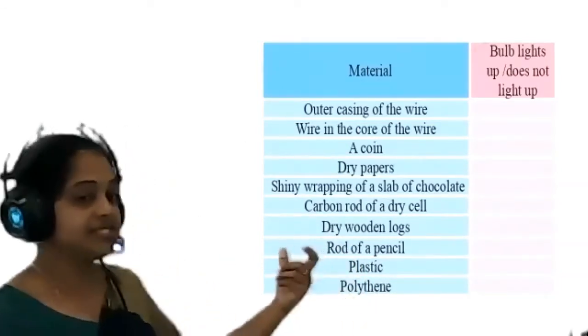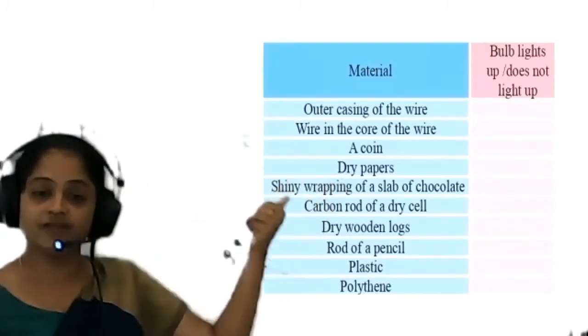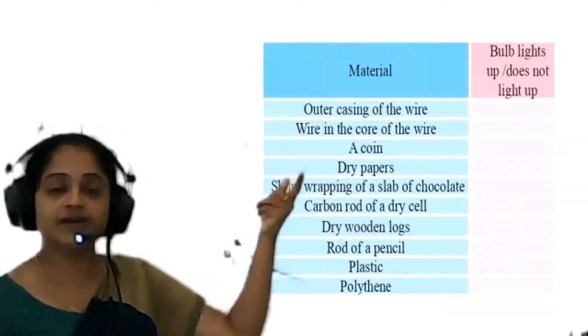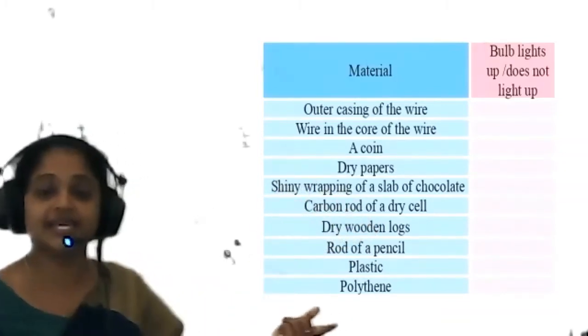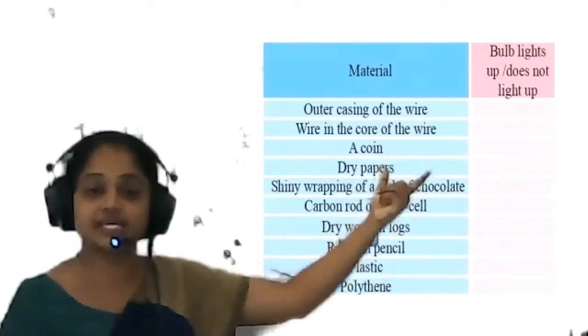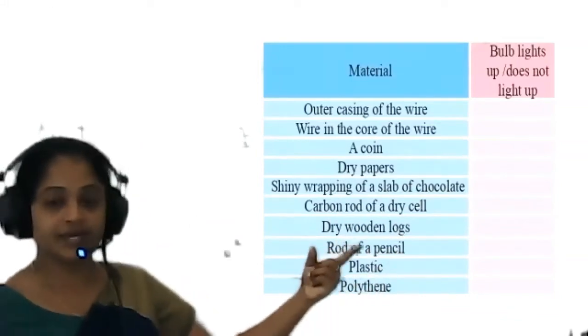Right. Okay, children, these materials we have to use one by one, each for one occasion. One by one, we have to use these materials and check whether the bulb lights up or does not light. You have to tabulate your answers. Okay, children. Right.